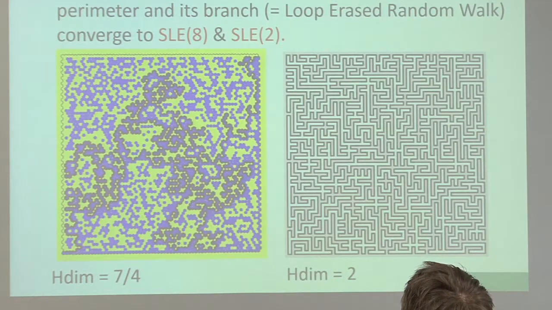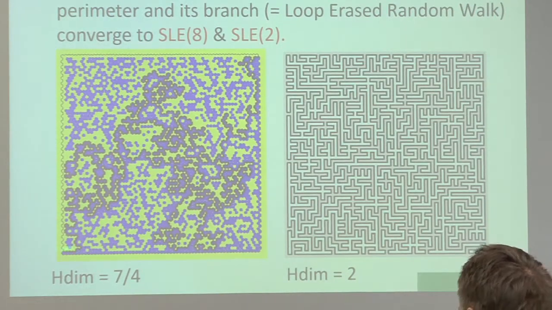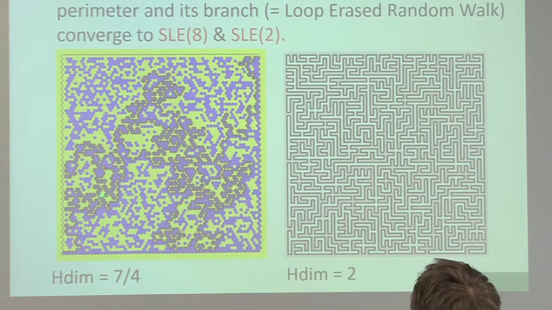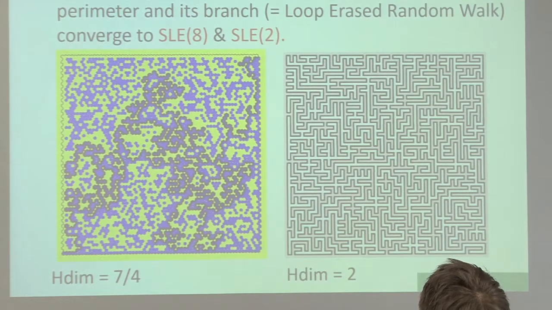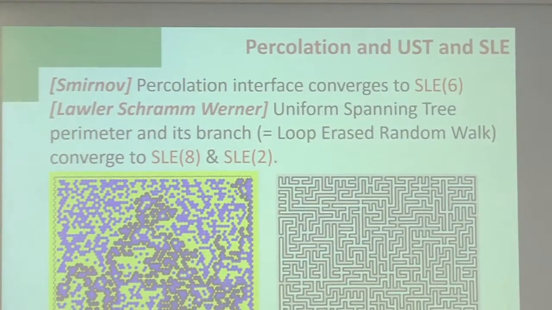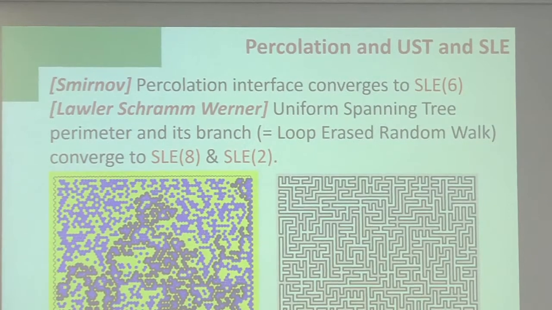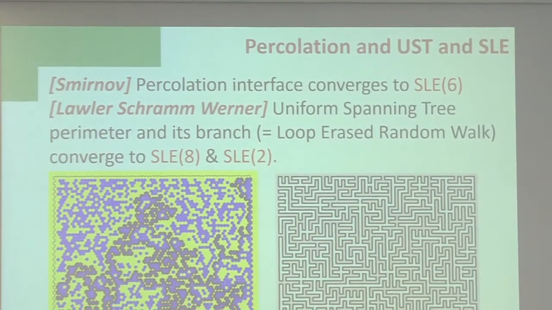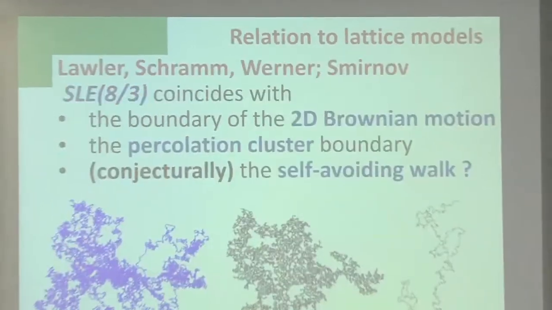Then there are other things. For example, there is percolation, where you have dimension 7/4, again touching itself. Or this is an example, the uniform spanning tree. Now, the uniform spanning tree wasn't mentioned in one of the courses, or was it? Yes? So there it's a space-filling curve, so it has Hausdorff dimension 2. So there are still some open things.